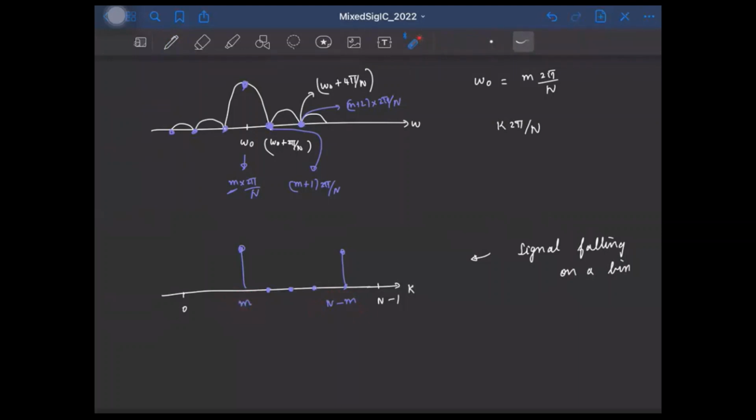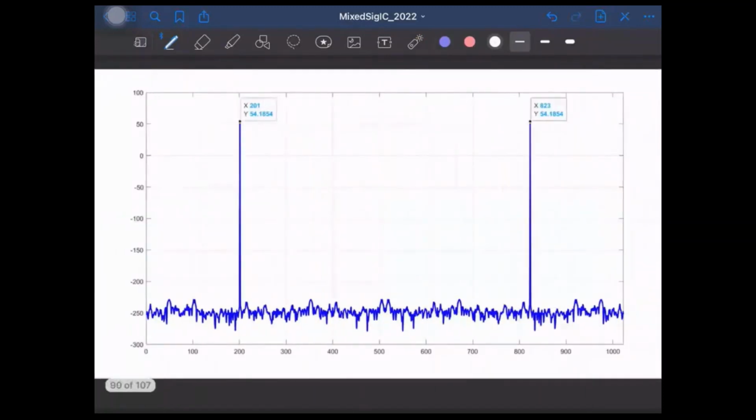Okay, so let's look at an example. So here what I've taken is a signal x of n equal to cos of 2 pi times 201 by 1024 times n. Okay, and I'm taking a 1024 point DFT. So what do I expect? I expect two impulses, right? And that's what we get. We get one impulse at the bin frequency 201, and one more at N minus 201, that is 1024 minus 201.